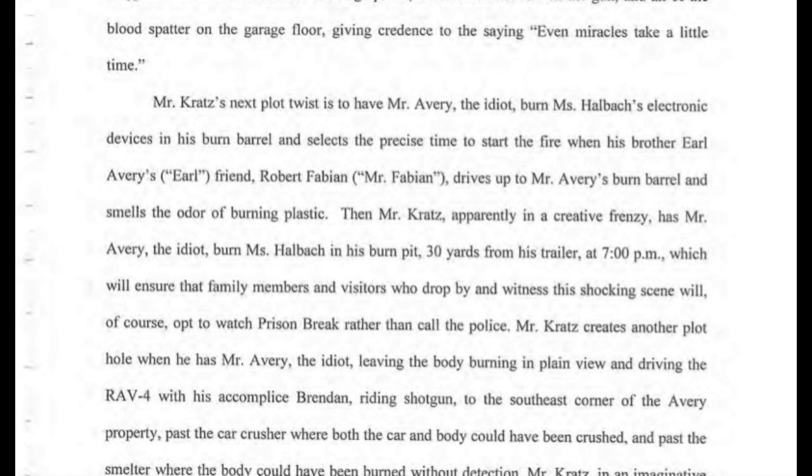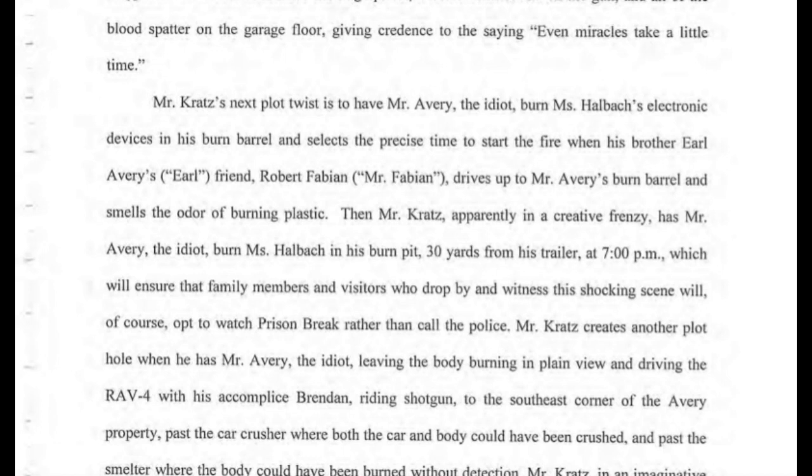Mr. Kratz's next plot twist is to have Mr. Avery the idiot burn Miss Halbach's electronic devices in his own burn barrel, and select the precise time to start the fire when his brother Avery's friend, Robert Fabian, drives up to Mr. Avery's burn barrel and smells the odor of the burning plastic. Then Mr. Kratz, apparently in a creative frenzy, has Mr. Avery the idiot burn Miss Halbach in his burn pit 30 yards from his trailer at 7 p.m., which will ensure that family members and visitors who drop by and witness this shocking scene will, of course, opt to watch Prison Break rather than to call the police.